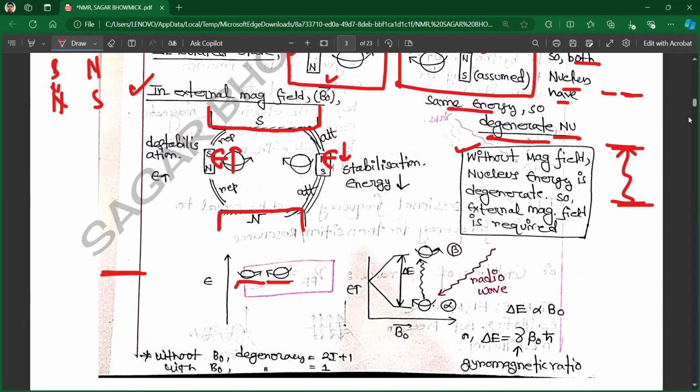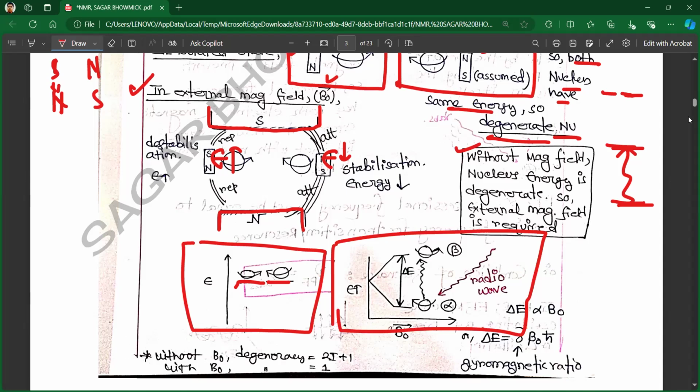So, this is without magnetic field and this is with magnetic field. With magnetic field, what happens? Now understand the graph. This is energy. This is B naught, which means external magnetic field. So when we are at this point, B naught is 0. That means this is degenerate. Now when we are increasing B naught, it is split. More B naught, more the energy gap. Now, some nuclei will be in ground state and some nuclei will be in excited state. That means energy low, energy higher.